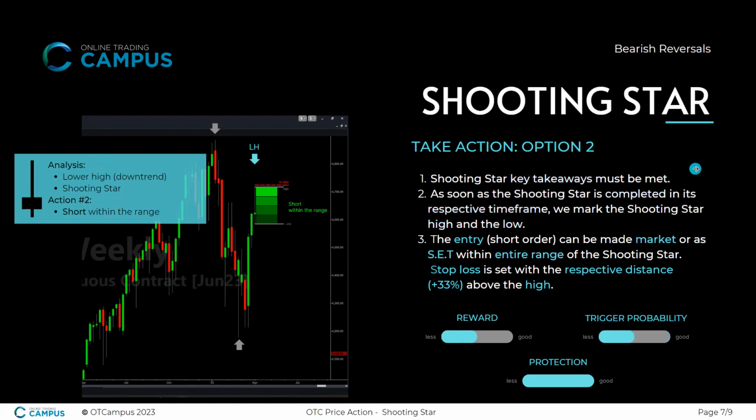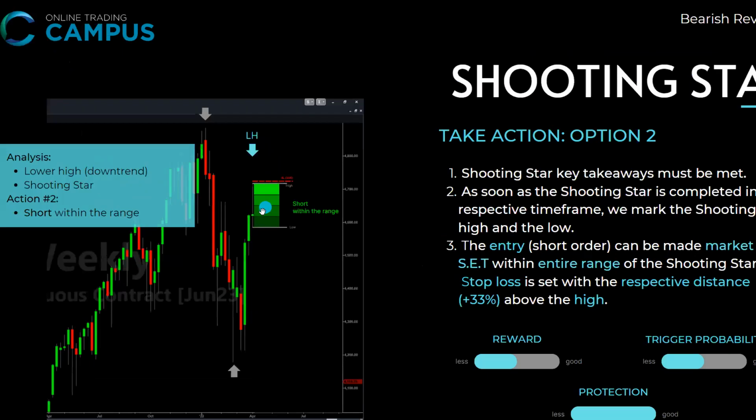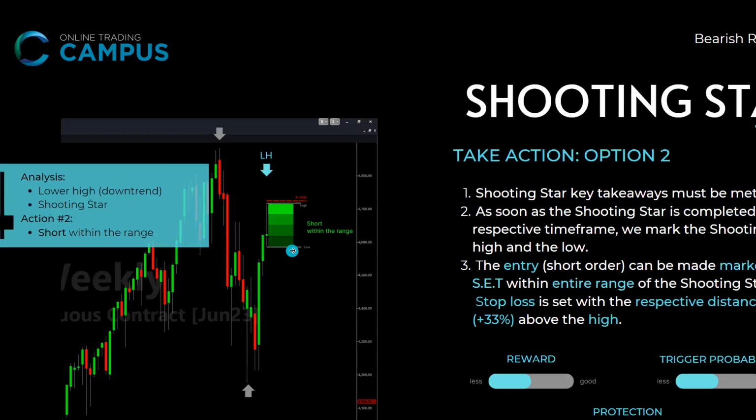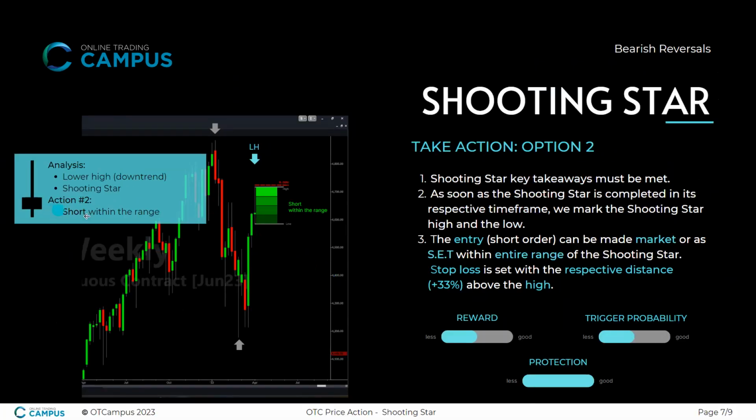Good. Option number two is short within the range. Again, the same example here, we are in the lower high. We created a shooting star, guys, here, right? Same shooting star like option number one, and we want to short within the range. Shooting star key takeaways must be met. It is the same shooting star. That's the reason why it's met, right? All of these are nice.